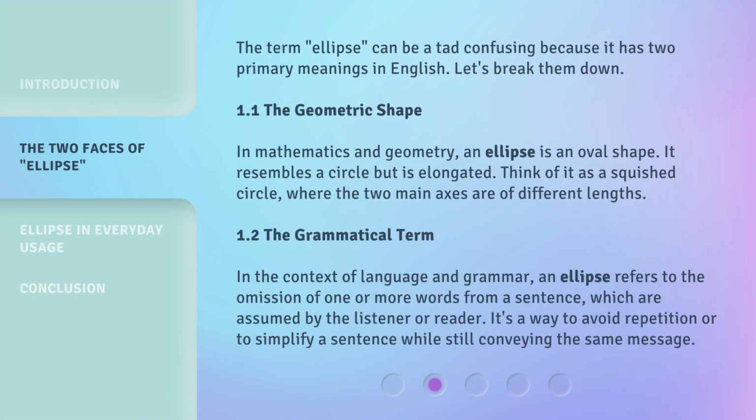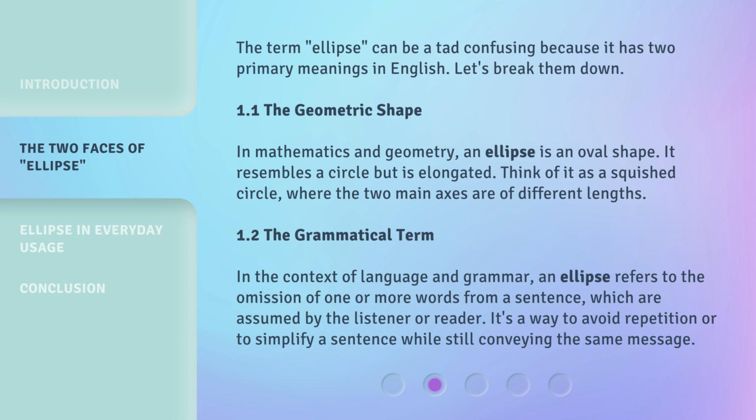The term ellipse can be a tad confusing because it has two primary meanings in English. Let's break them down. 1.1 The geometric shape. In mathematics and geometry, an ellipse is an oval shape. It resembles a circle but is elongated. Think of it as a squished circle, where the two main axes are of different lengths.